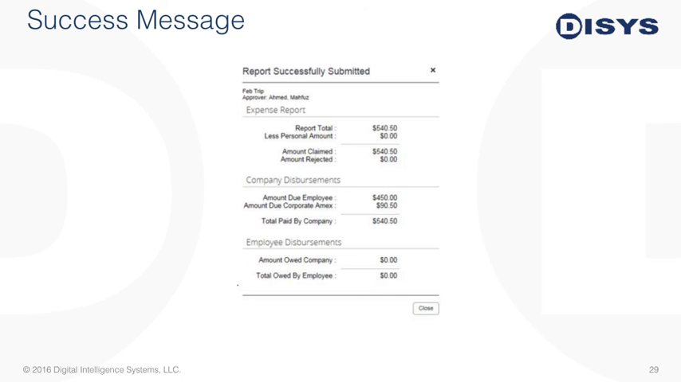If your report is rejected, you will receive an email indicating the reason for rejection. Go into Concur and make any necessary adjustments, then resubmit your report. If you have any questions, please contact your HRBP.